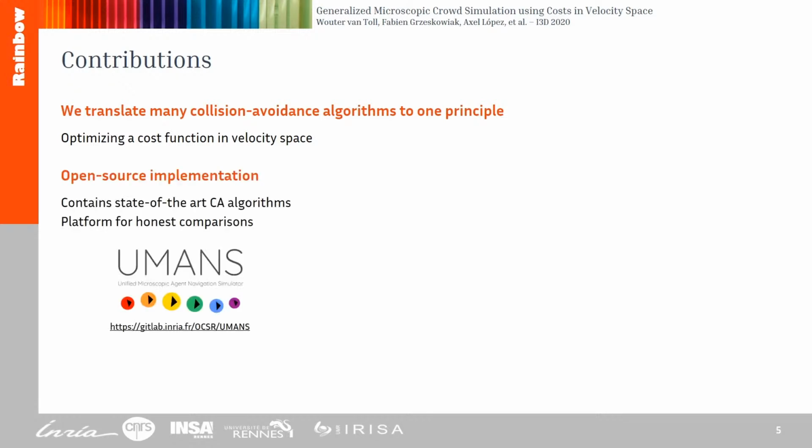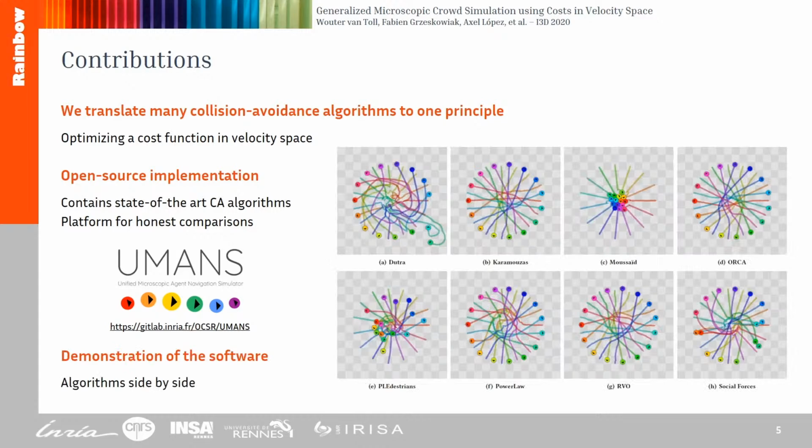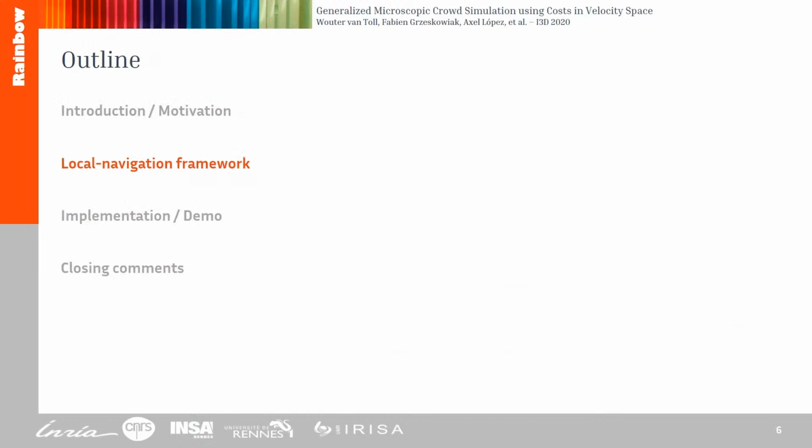And next we present an implementation that is open source, so everyone can use it freely. And this implementation includes many state-of-the-art collision avoidance algorithms. And we hope that it can serve as a platform for honest comparative studies between algorithms. And finally, we demonstrate this software by showing 8 different algorithms side by side in a number of scenarios. Okay, now that we have this overview, we can zoom in more on the local navigation framework itself.